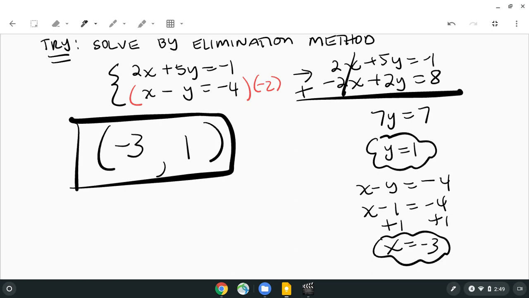Okay, so maybe you chose to eliminate y values. That's fine. You still should have gotten negative 3 for x. Okay.